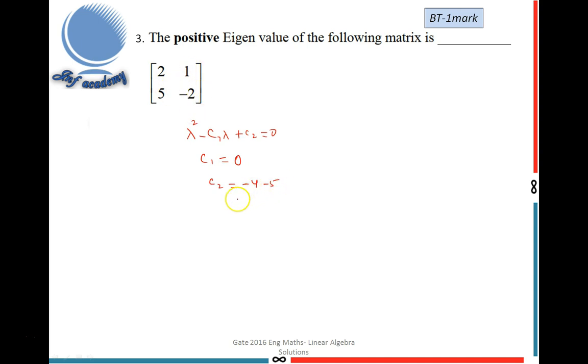5 into 1 minus 5, so minus 9. C2 is minus 9. So the characteristic equation is lambda square minus C1 lambda plus C2, that term is 0, and C2 is minus 9, equal to 0.